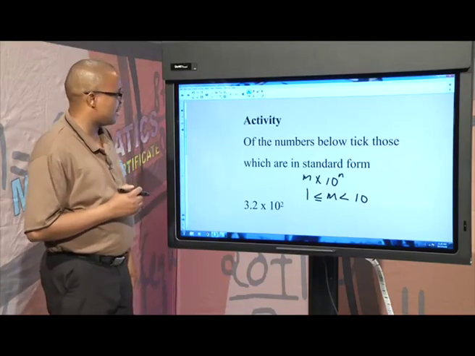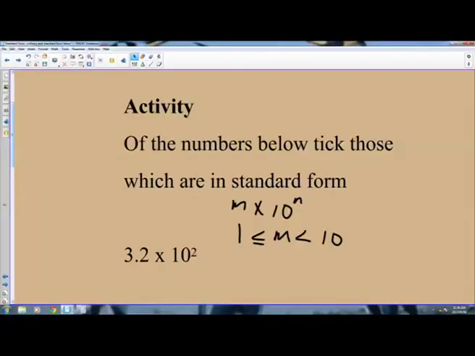Let us have a look at this: 3.2 times 10 to the power 2. Is it in standard form? The activity says we are to tick those which are in standard form. So we need to check this, and if 3.2 times 10 to the power 2 satisfies these two conditions, then that's when you can conclude that the number here is in standard form. So 3.2, this is m. But then check, does 3.2 fall within the range 1 to 10? It's 3.2, so it does. The second condition has been satisfied.